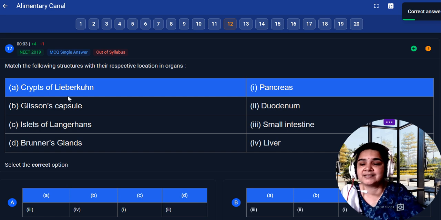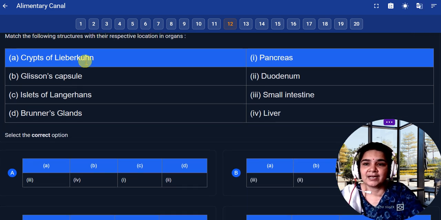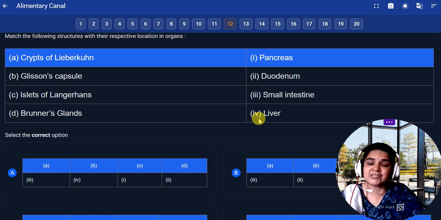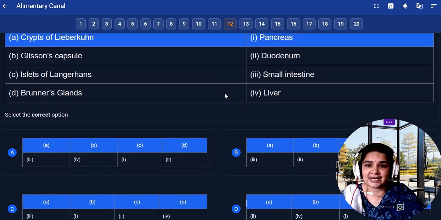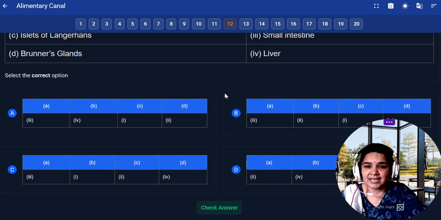So let us match this. Crypts of Lieberkuhn. We call them intestinal glands. They are related to the small intestine. So A is 3. Glisson's capsule. It is a capsule surrounding the liver. So B is 4. Islets of Langerhans are related to the pancreas, so C is 1, and Brunner's glands are related to the duodenum. Okay, D is 4.